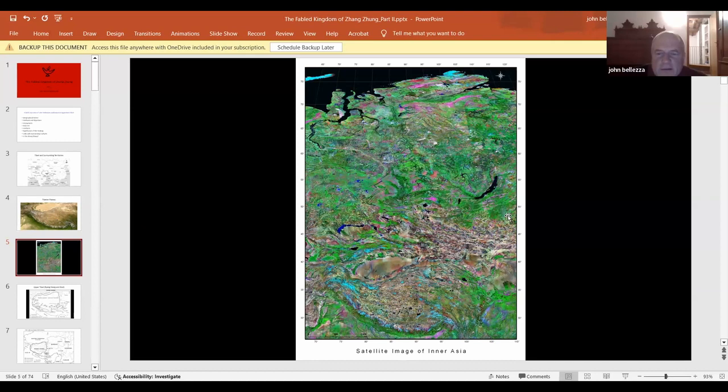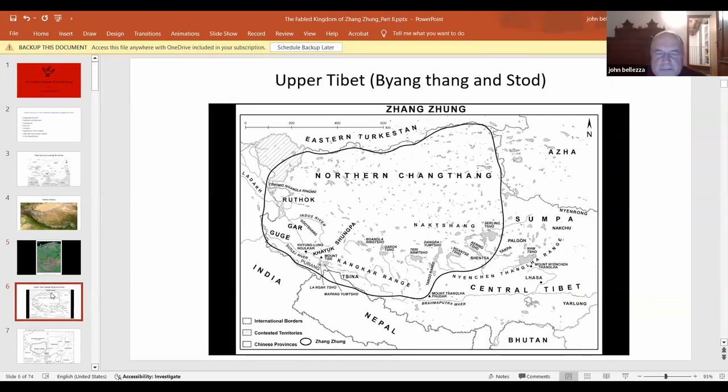Mongolia to the east, and to the west we have Kyrgyzstan, Tajikistan, northern Pakistan, and bits of Afghanistan. So this is really all Inner Asia, and that's what we're going to be looking at also today. We're going to be looking at Tibet, Upper Tibet, in relation to the rest of Eurasia.